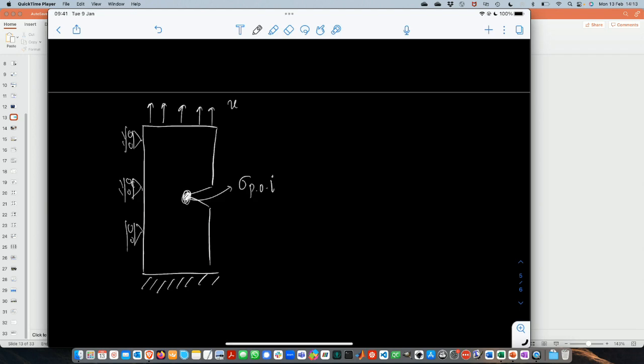At this point where I have a notch, keep refining your mesh more and more and more, and your stress will keep increasing. You will never reach a convergence. Doesn't matter how big your mesh gets, you'll not get a convergence. You should not get a convergence. If you're getting a convergence, then let me know. I would be very interested about that. But you should never get a convergence there.